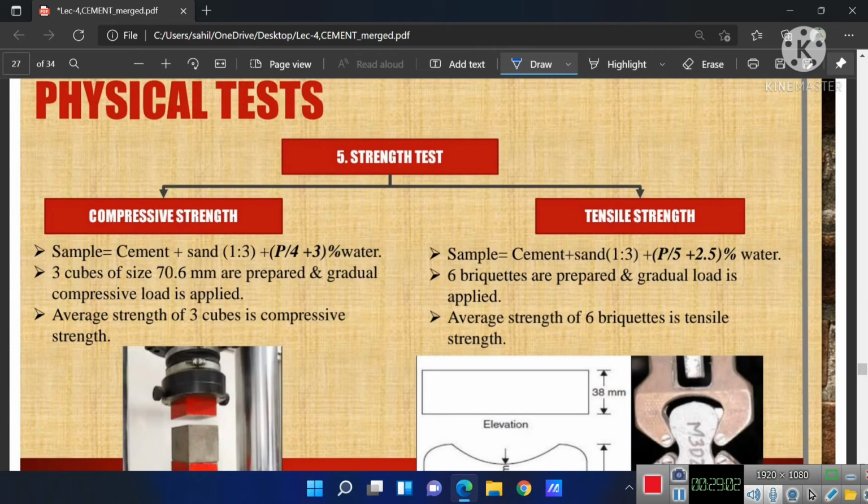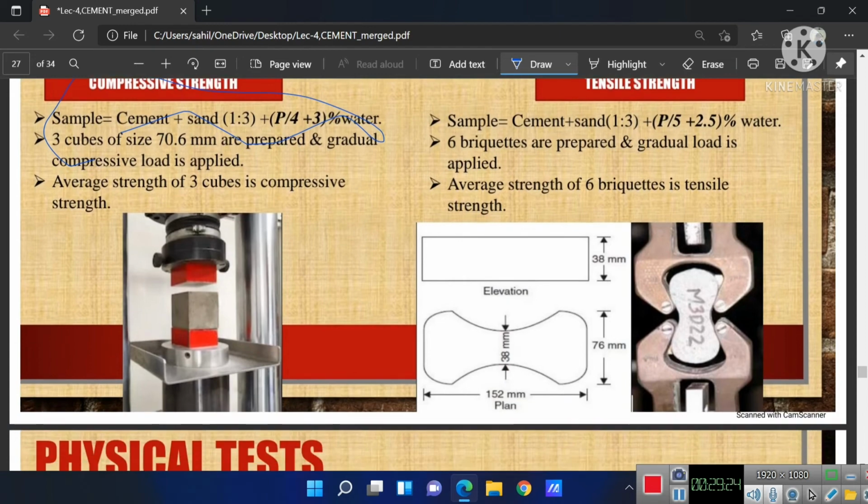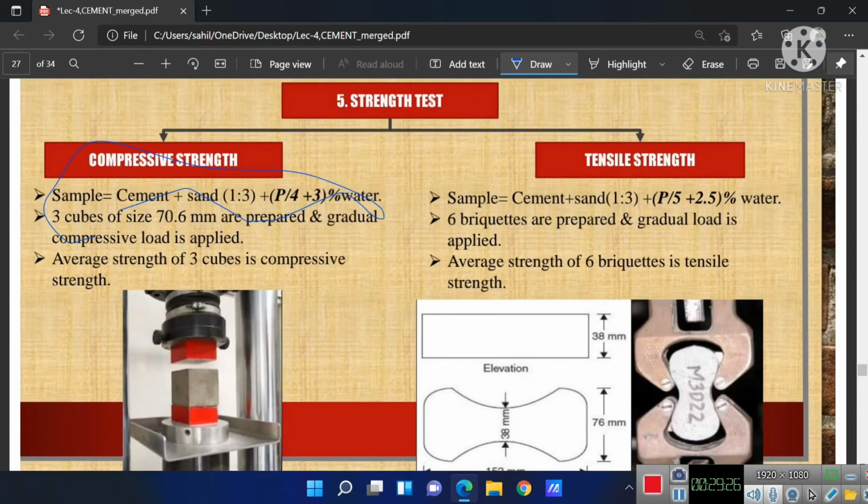Now strength test. Strength test can be done via two processes, that is compressive and tensile strength. Here a sample is taken of the given ratio. Now 3 cubes of size 70.6 mm are prepared and gradual compressive load is applied. Average strength of 3 cubes is compressive strength. In case of tensile strength, 6 briquettes are prepared and gradual load is applied. Average strength of 6 briquettes is tensile strength.